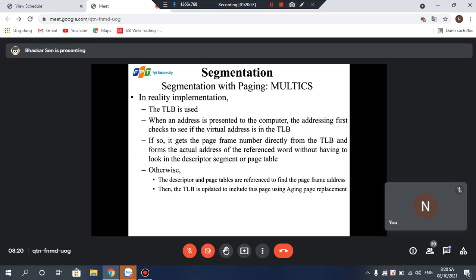Then finally, what does the TLB do? During the implementation of Multics, we used to use the TLB. When an address is presented to the computer, the addressing first checks to see if the virtual address is in the TLB. If so, it gets the page frame number directly from the TLB and forms the actual address of the referenced word without having to look in the descriptor segment or page table. Otherwise, the descriptor and the page tables are referenced to find the page frame address. Then the TLB is updated to include this page using an aging page replacement algorithm.